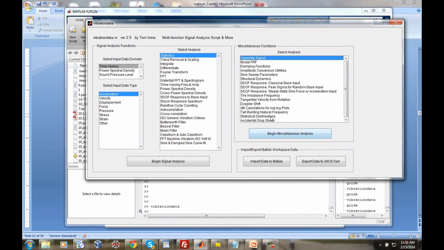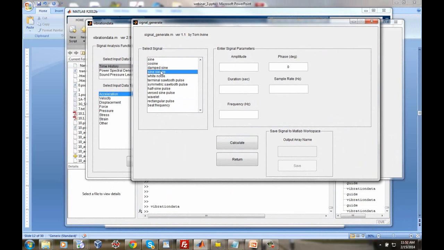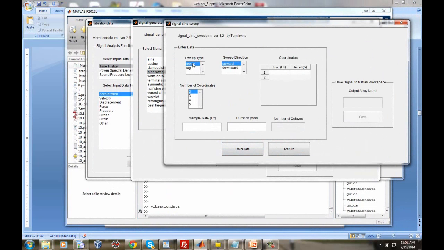So we're going to go to generate signal under miscellaneous, and it's going to be a sine sweep. Linear sweep, no, let's change that to log. Sweep upward in terms of frequency, yes. 2 coordinates. For this example, it's just going to be a flat plateau. 10 hertz, 80 hertz. Then we have 1G, 1G. Now 1G is low enough so that at 10 hertz, we don't need to worry about the displacement.